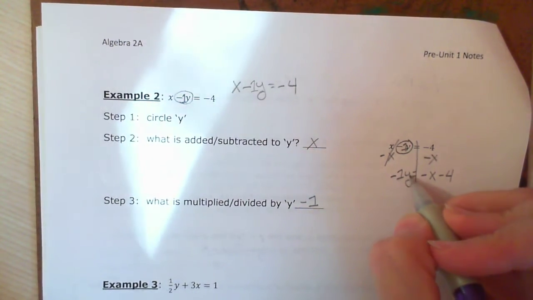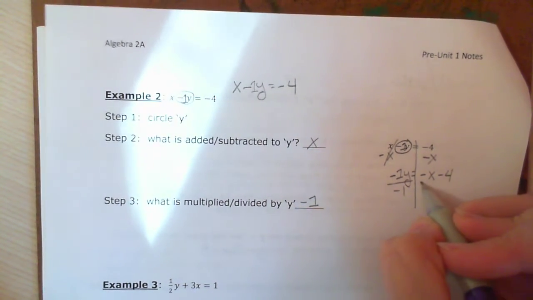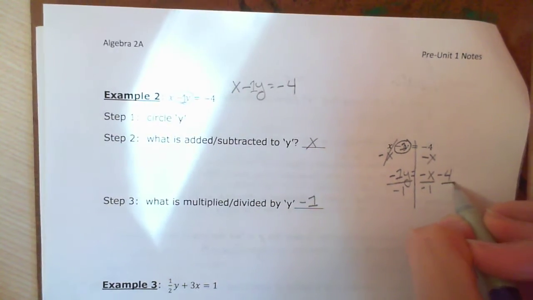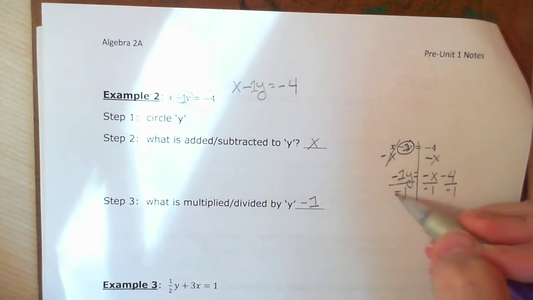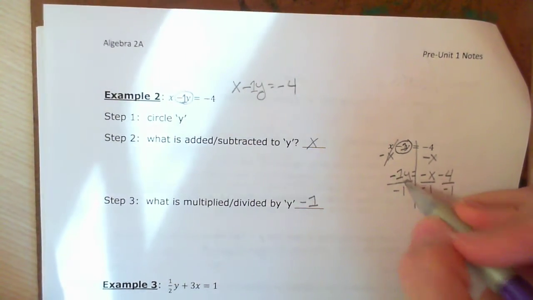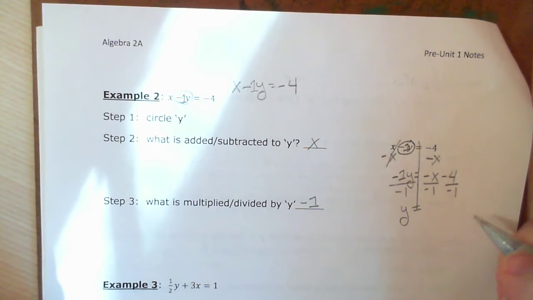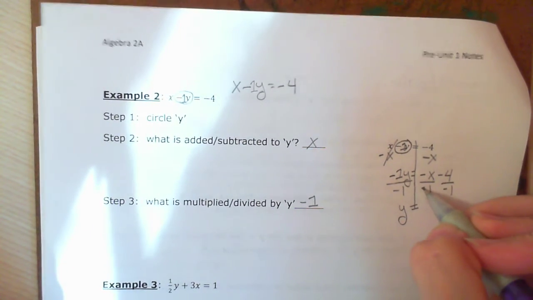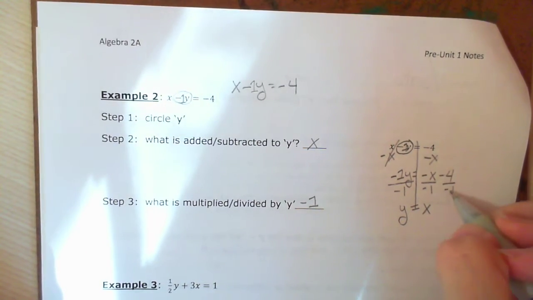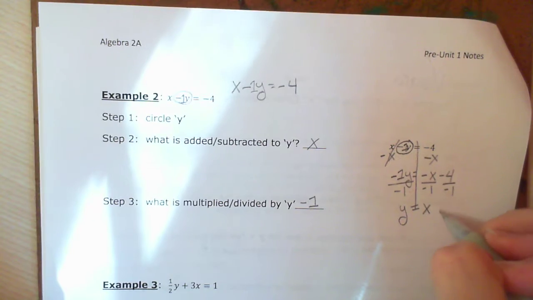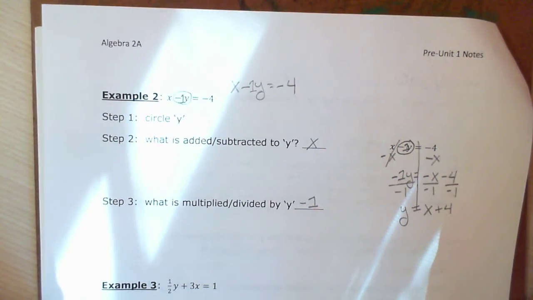Negative 1 here is multiplied by y, so to undo multiplication, I divide. And I need to divide everything, every single term, both sides of the equal sign, by negative 1. Negative 1 divided by negative 1 is positive 1, so there we go. There's my y by itself. This is also negative 1 divided by negative 1, so that's positive x. Negative 4 divided by negative 1 is positive 4. Negative divided by negative is a positive.